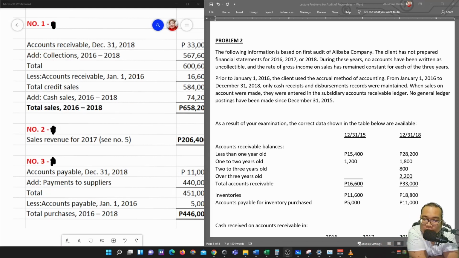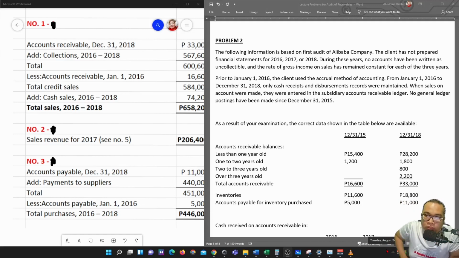Okay. Dito sa number 2 or problem 2, ang sabi, the following information is based on first audit ni Alibaba Company. So the client has not prepared the 2016 and 2017 or 2018 financial statements. So during these 3 years, no accounts have been written off as uncollectible. And the rate of gross income on sales has remained constant for each of the 3 years. So, very important details yan.